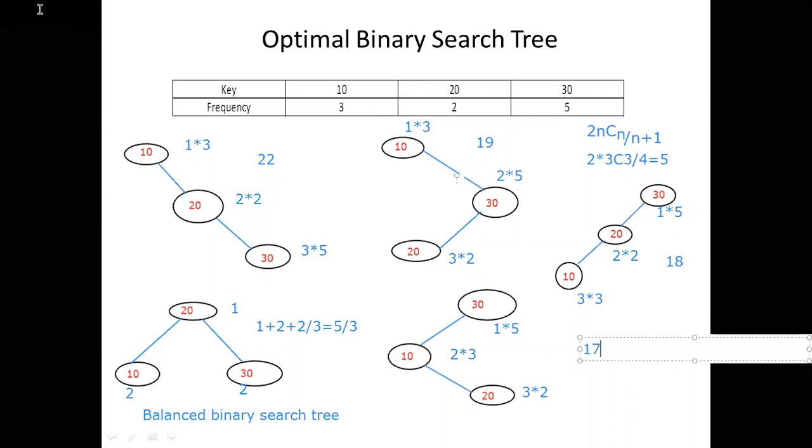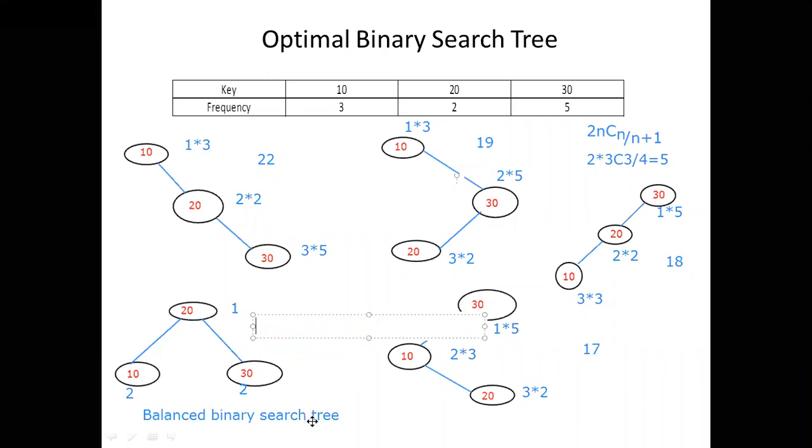Next, the last one. Last tree, it is a balanced binary search tree. The same balanced binary search tree, can I call it an optimal binary search tree or not? That we will see now. 20, how many times? 2, 1 into 2. 10, how many times? 3, 2 into 3. 30, how many times? 5, 2 into 5.